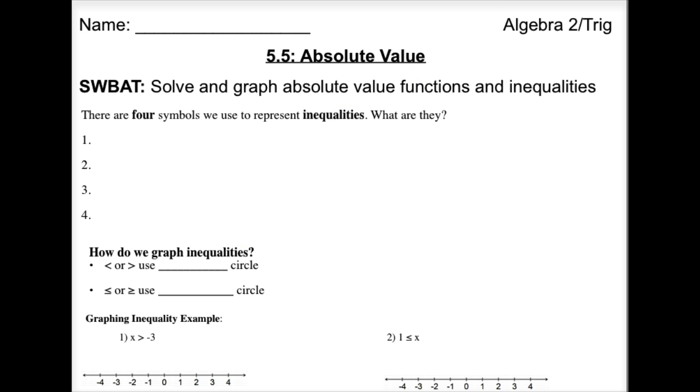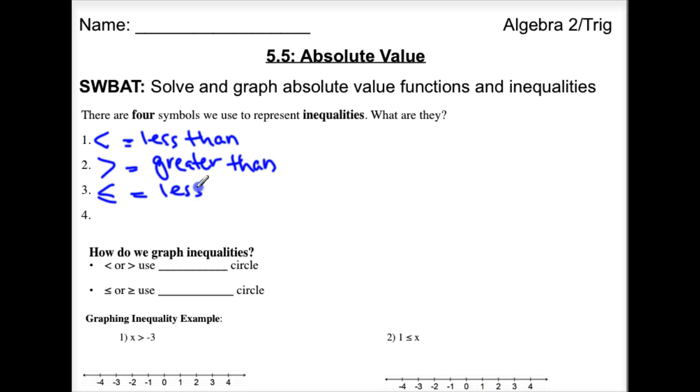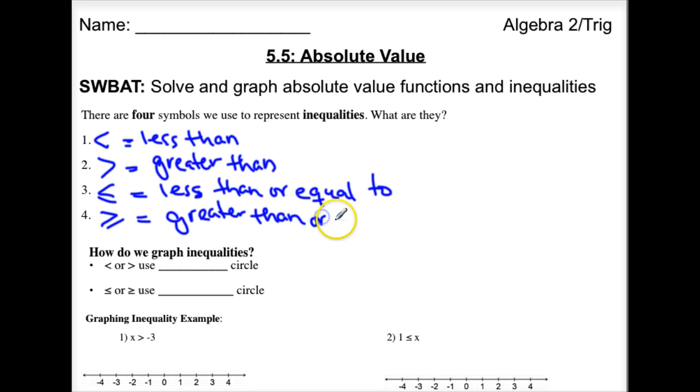As we all know, there are four symbols for inequalities. What are they? The first one is my less than. Second is my greater than. Then we have less than or equal to, and then I have my greater than or equal to. How do I know to read this?